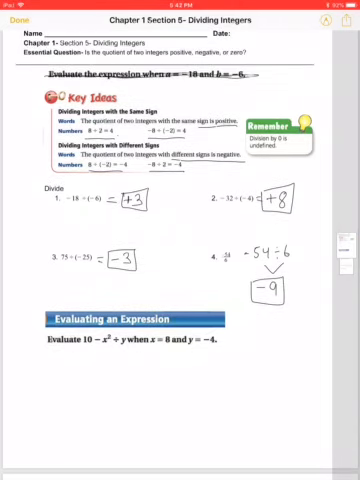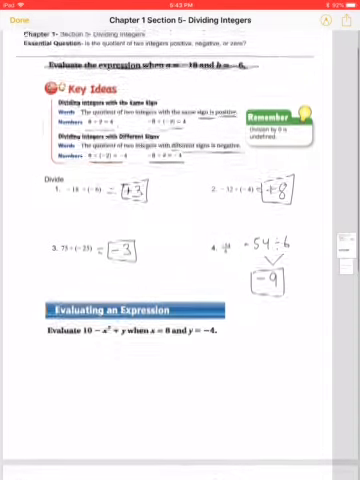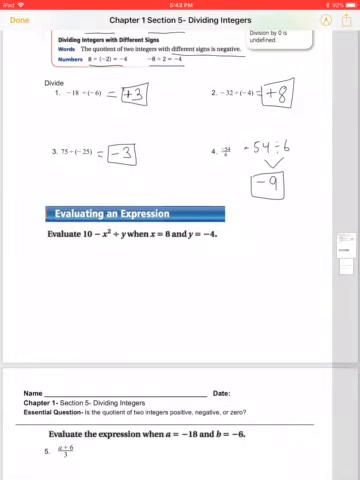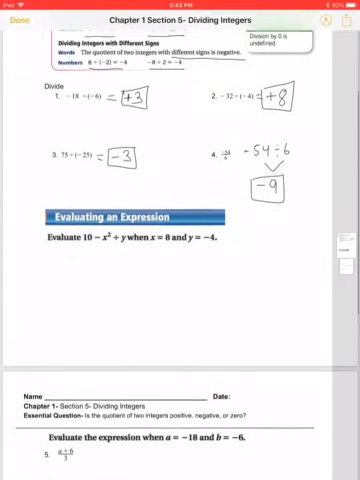Okay, so the top part is, like I said, almost identical to what we were doing in 1.4. Instead of multiplying, now we're dividing. Now, the one thing that we're going to do differently is what's going to happen here at the bottom when we're evaluating expressions. So we're going to evaluate this expression, 10 minus x squared divided by y, when x equals 8 and y equals negative 4. So I'm going to plug in 8 for x and negative 4 for y, and then I'm going to solve the expression.